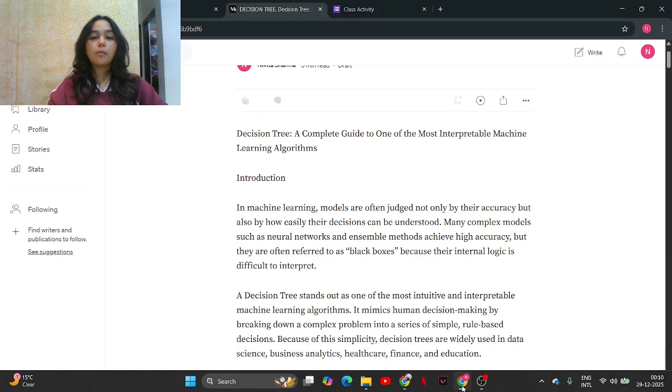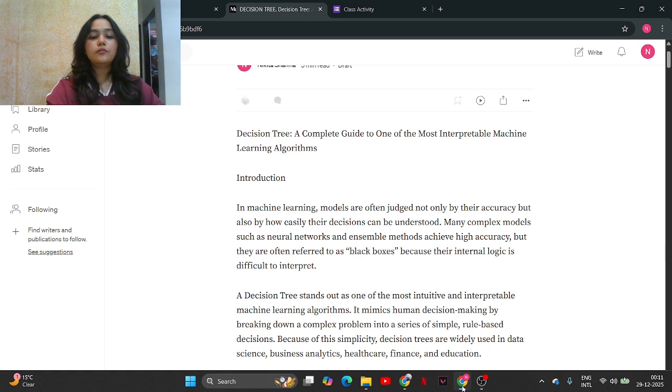We are going to talk about decision trees, one of the most interpretable and beginner-friendly machine learning algorithms. Many machine learning models give great accuracy, but it's hard to understand how they make decisions. Decision trees are different. They work very similarly to human decision making, step by step.